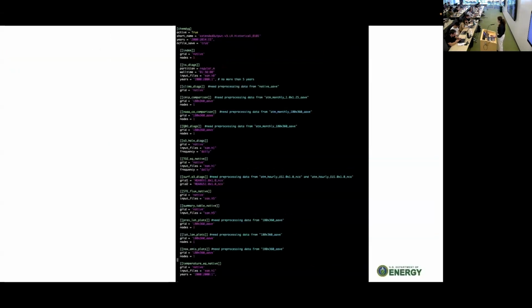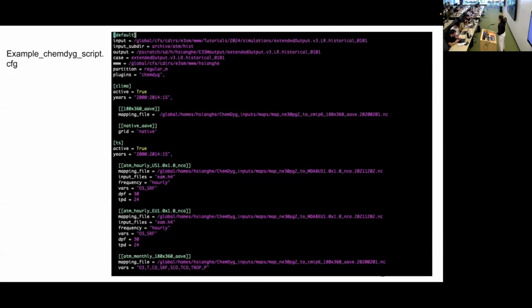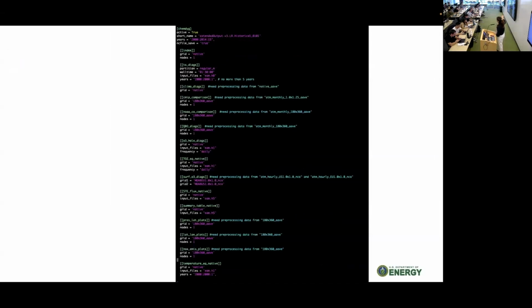Also, ChemDyg, like I mentioned, takes the native E3SM grids, so I have to convert them to climatology data or time series data. The first part of this page shows how the pre-processing works when you go into ChemDyg. The second part is that right now ChemDyg provides 12 different plots and 3 tendency tables, and this is a list of 15 for you.